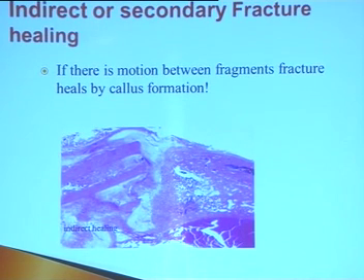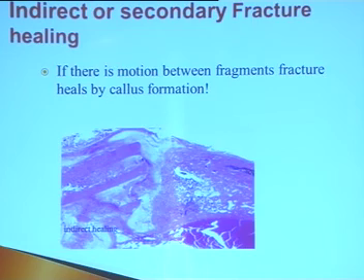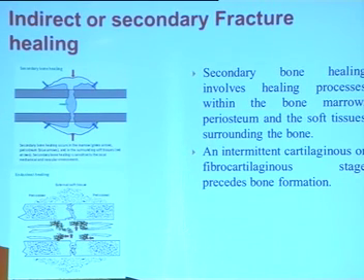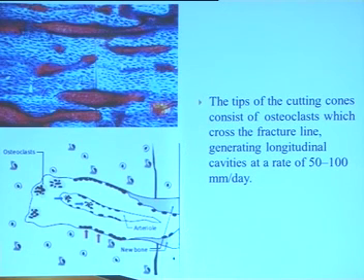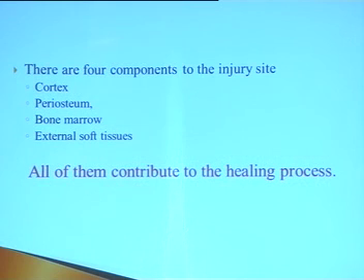Either it may be indirect healing, where the fragments are moving, and here the secondary bone healing is taking place, which involves the bone marrow, periosteum, and soft tissues. On the other hand, there is a direct bone healing when we have a proper bone contact, and it is a direct cortical healing of two fracture ends, and this occurs primarily when a rigid fixation has been done. And here these cones form and they cross each other, and in that tip there are osteoclasts which resorb the bone, and the new bone is being laid down.